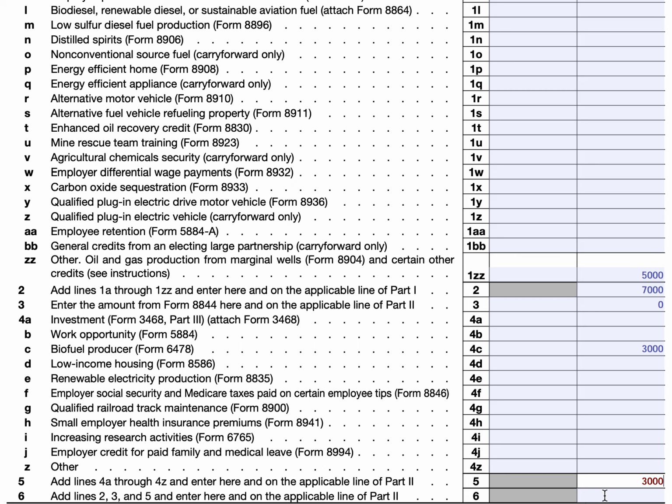With line 6, you're going to total all the lines 2, lines 3, and then lines 5. So line 2 is $7,000, line 3 was 0, line 5 is $3,000. So we have a total amount of $10,000 as a tax credit that we'll put onto the applicable part of line or part 2.